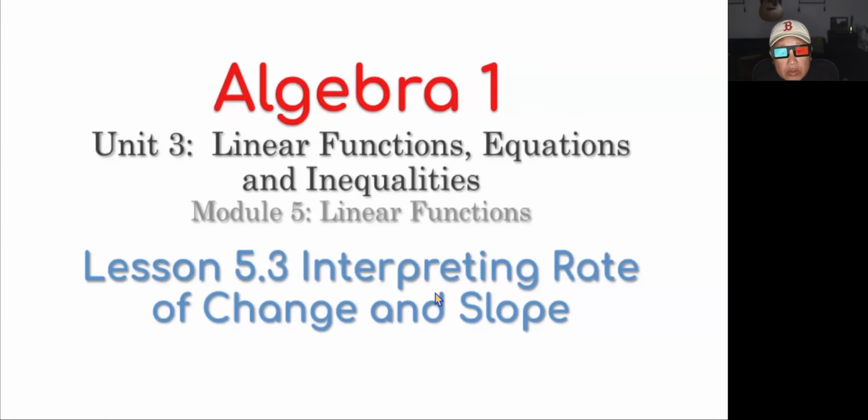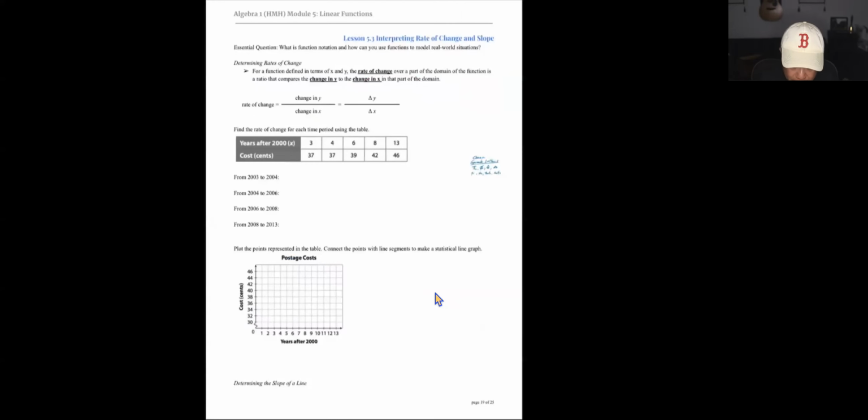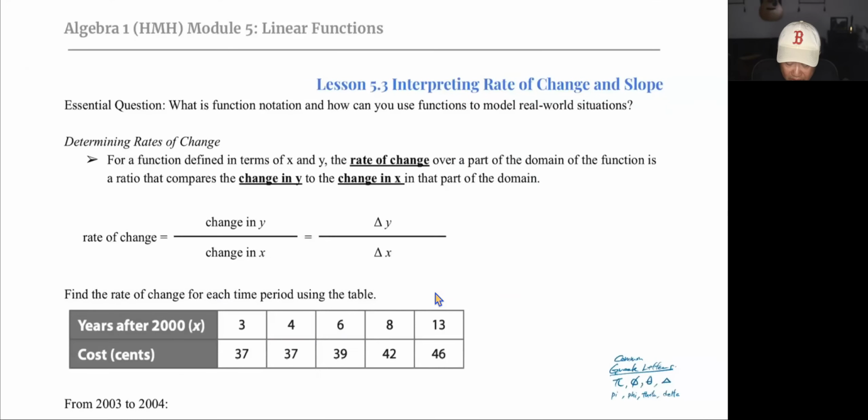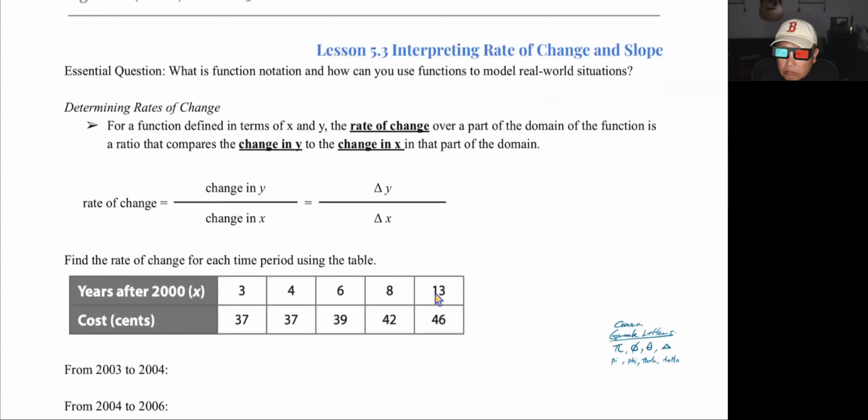Algebra 1, Unit 3, Linear Functions, Equations, and Inequalities, Module 5, Linear Functions. Lesson 3, Interpreting Rate of Change and Slope. Well, let's start. So here we go. 5.3, Interpreting Rate of Change and Slope. Spoiler alert, they're one and the same thing, right?